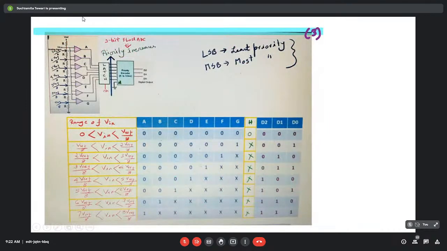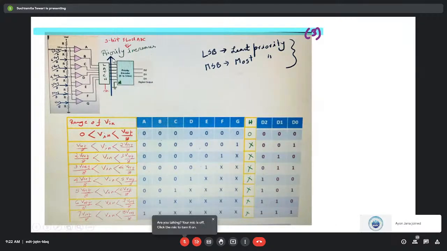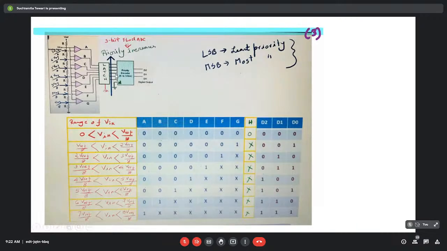Priority encoder means something to do with the priority. So here at the input, we have a total of 8 input lines. Each of these bits or lines is assigned a certain priority. Interestingly, if we move from the least significant bit (LSB) to the most significant bit (MSB), the priority increases bit by bit. So LSB has the least priority and MSB has the most priority.